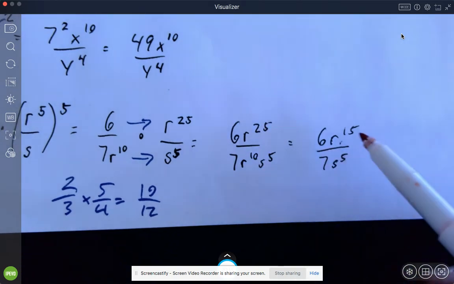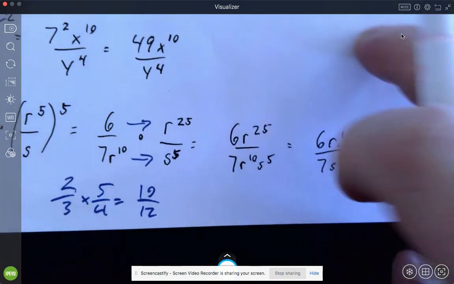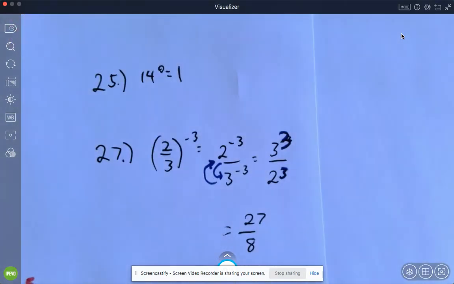So then I subtracted and I got r to the 15th, and I left s to the 5th down there. And then the last two questions are these two. Obviously, anything to the power of 0 is 1.